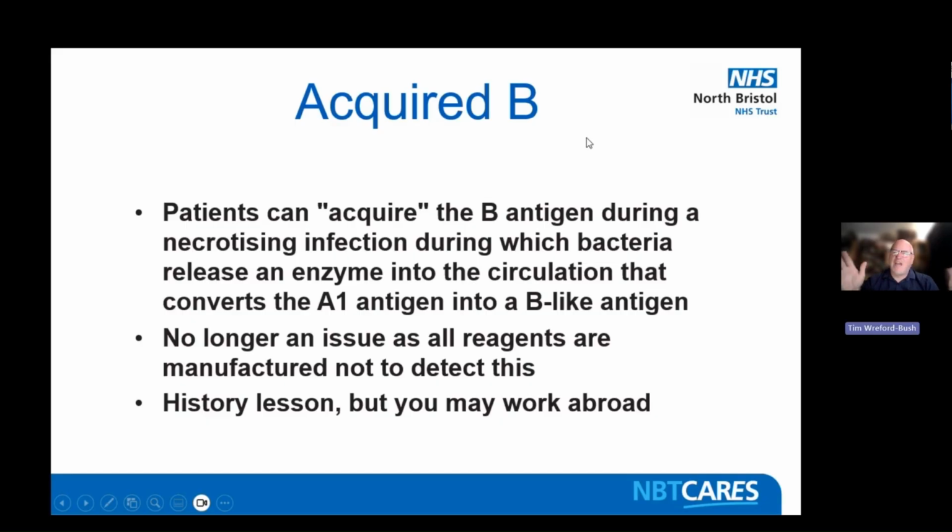Okay, I'm going to talk about acquired B very, very quickly. Basically, patients can acquire the B antigen during necrotizing infections, during which bacteria release an enzyme into circulation that converts the A1 antigen to a B-like antigen. We don't really have this issue. This came out, I think, probably in the early 2000s, and the recommendation was to change the reagents so we pick this up. But it used to be a problem.